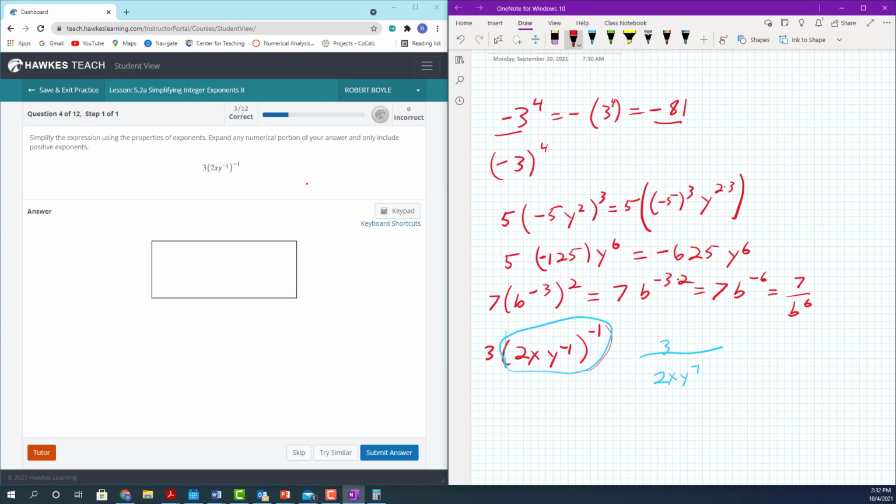Now I have a y to the -1 power. And so since that's the -1 power, I need to move that to the numerator, and that will give me 3y over 2x. And that should be my answer.